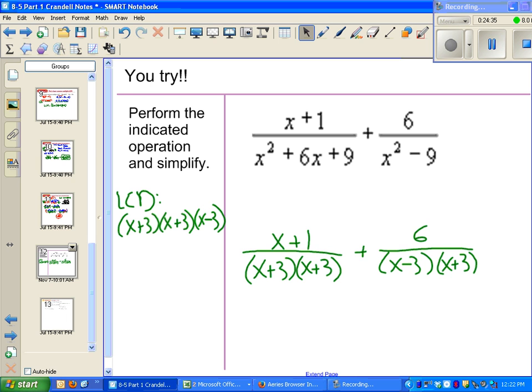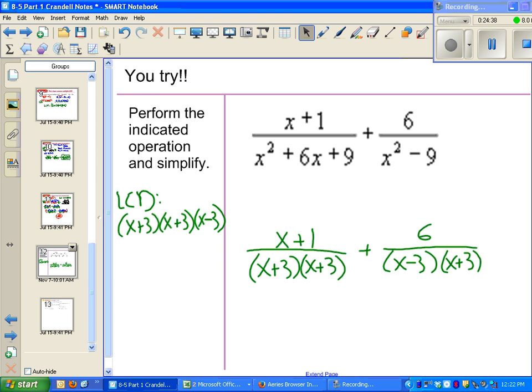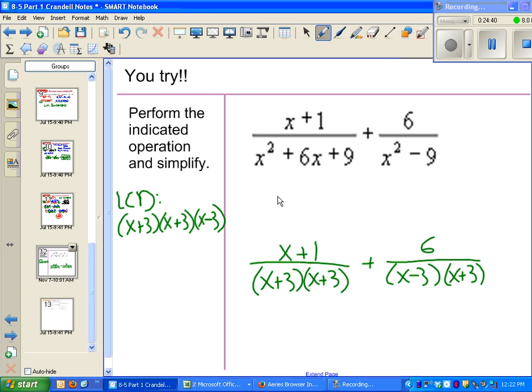So now we're going to multiply top and bottom by what's missing. So what's missing from the left fraction? Get x minus 3 over x minus 3. What's missing from the right one? Another x plus 3. Good job.